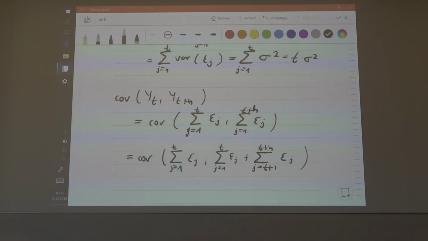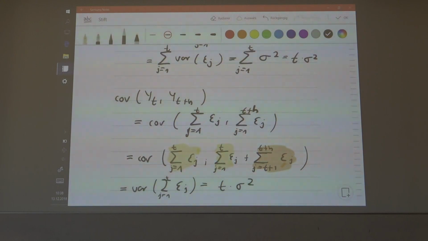Now, these two parts do not correlate with each other, because the covariance of independent noises is zero, while the covariance of a noise with itself is the variance. None of the noises in the second sum correlate with the noises in the first expression. So you have the covariance of the two, and that is going to be the variance of the first sum, and the variance of the sum is already t times sigma squared. So this is going to be t times sigma squared.